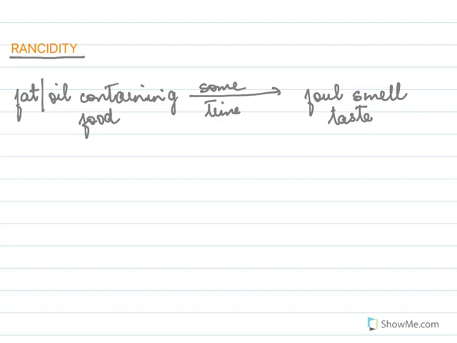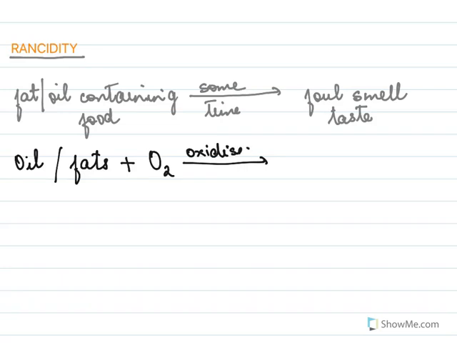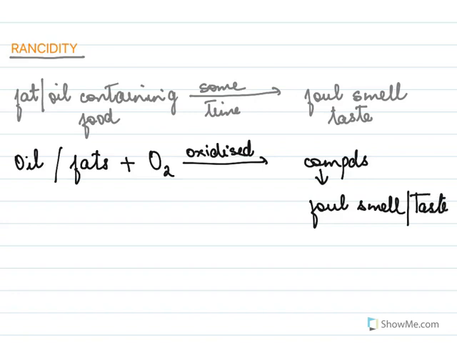Now what really happens here is the oils and the fats in the food, they combine with oxygen, that is, they get oxidized to form compounds, and these compounds have a foul smell and taste. This process is called rancidity.